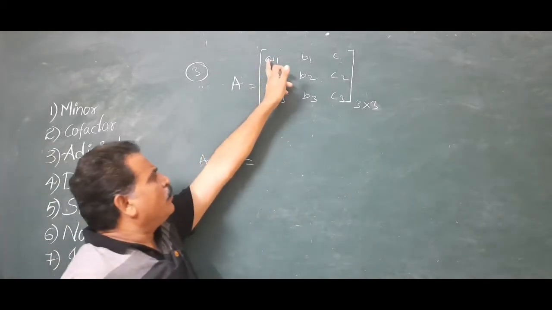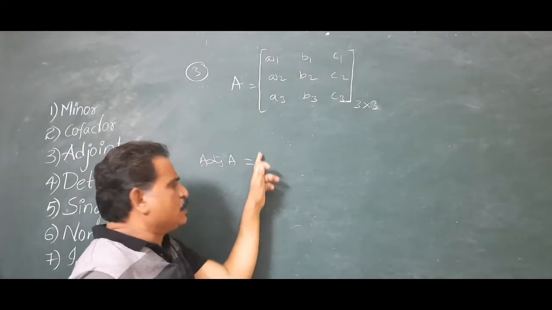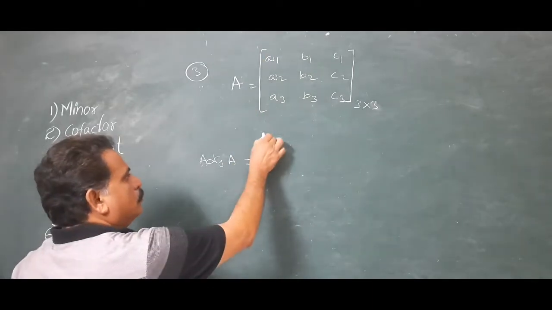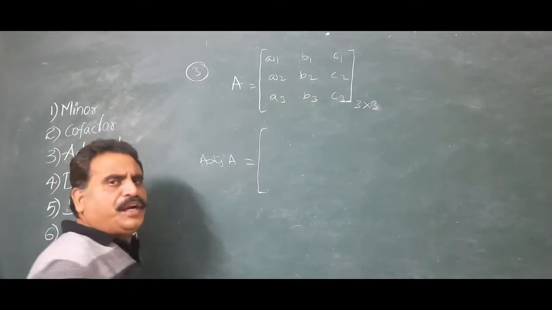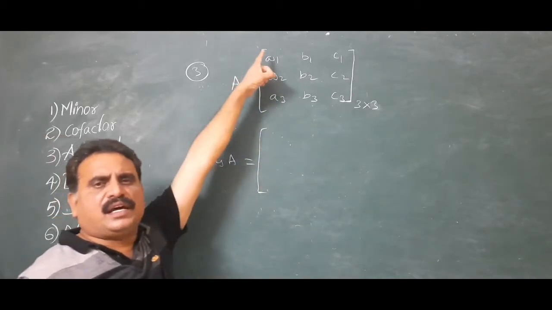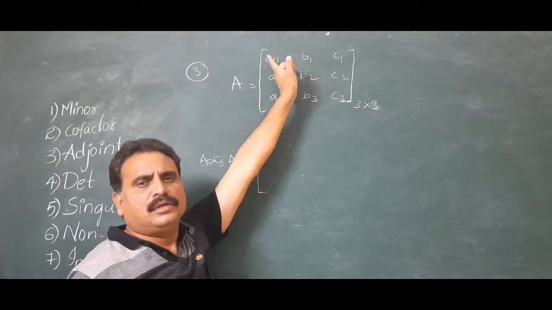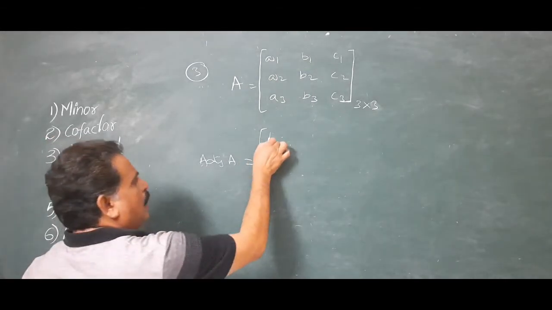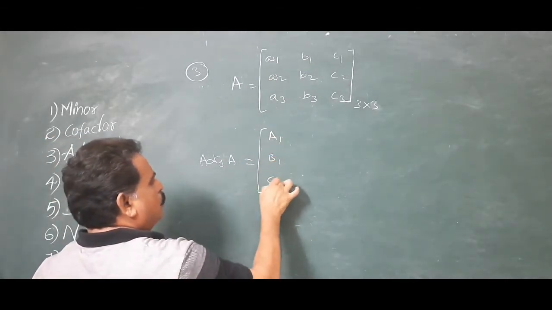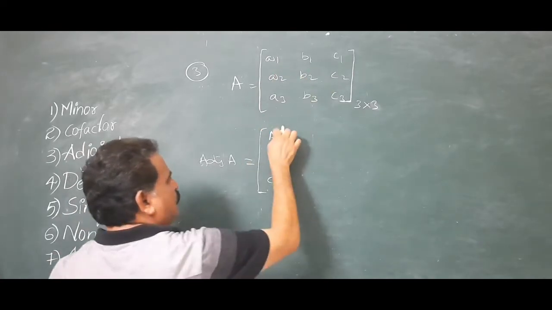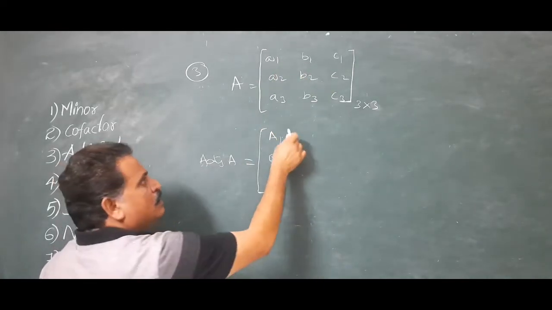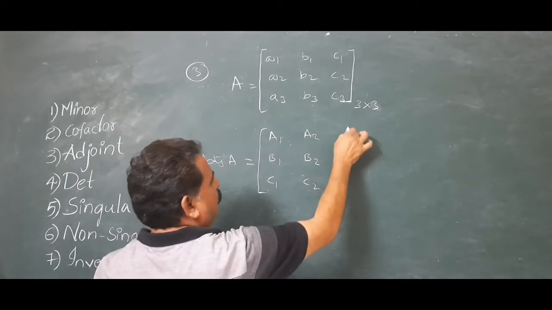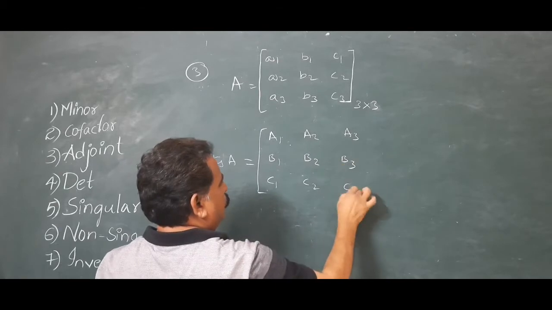That means the first row elements' cofactors are written as the first column. Cofactors are denoted by capital letters. The 9 elements are small letters a1, b1, c1, a2, b2, c2, a3, b3, c3. Their cofactors are denoted by capital letters A1, B1, C1. First row cofactors are A1, B1, C1; second row cofactors are A2, B2, C2; third row cofactors are A3, B3, C3.